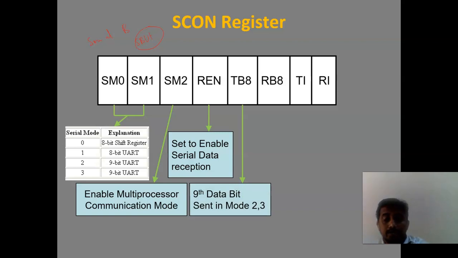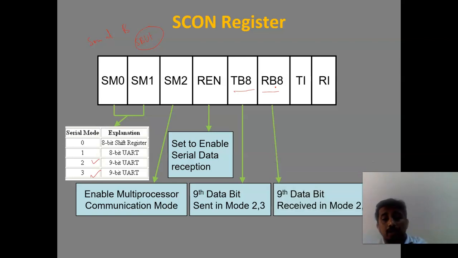As I told you, mode 1, mode 2, and mode 3 are the UART modes, and mode 2 and mode 3 are the 9-bit UART. When you are having 9-bit UART, the ninth bit is stored in this one. When you are transmitting, it would be stored in TB8. When you are receiving, it would be stored in RB8. So these are the 9-bit locations when you are using mode 2 and mode 3.